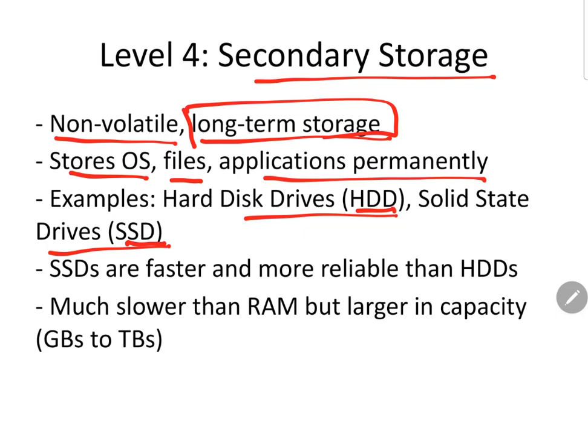If we compare these two, SSDs are faster and more reliable, while HDDs are a bit slower than SSDs. The secondary storage provides a massive storage capacity. It's much slower than RAM, but the main objective of the storage is mass storage, so it is larger in capacity, usually in GBs or TBs.